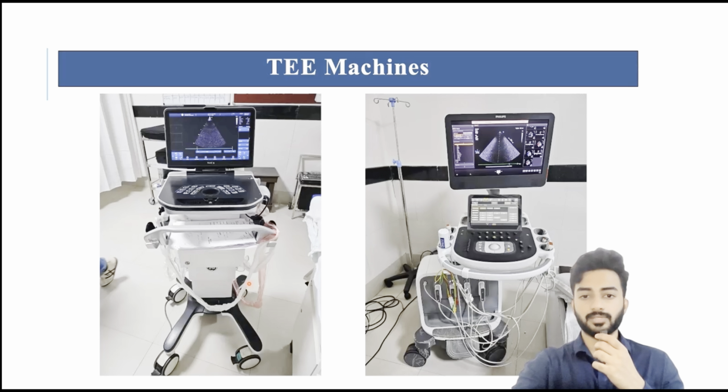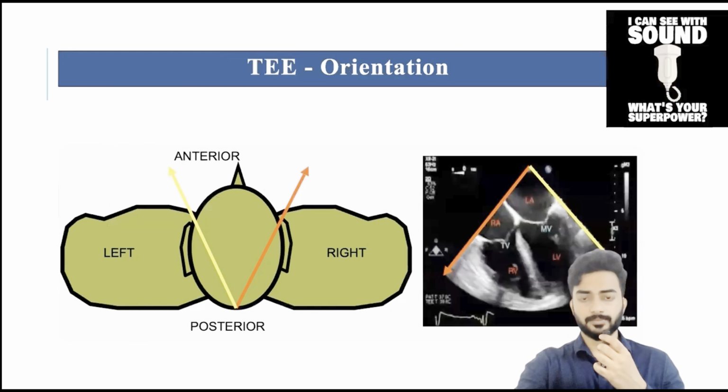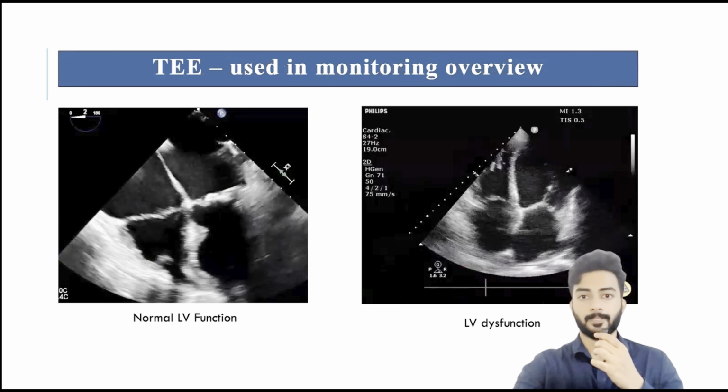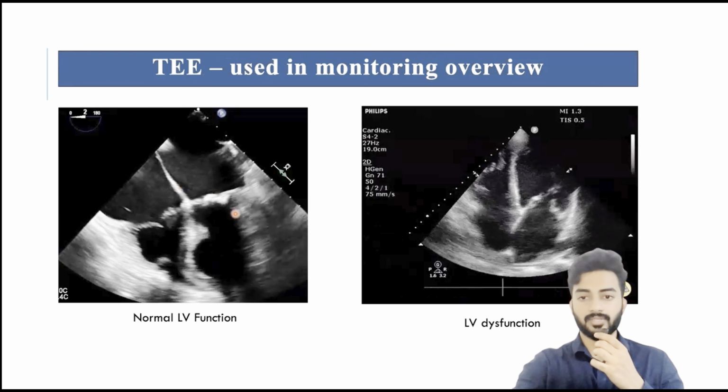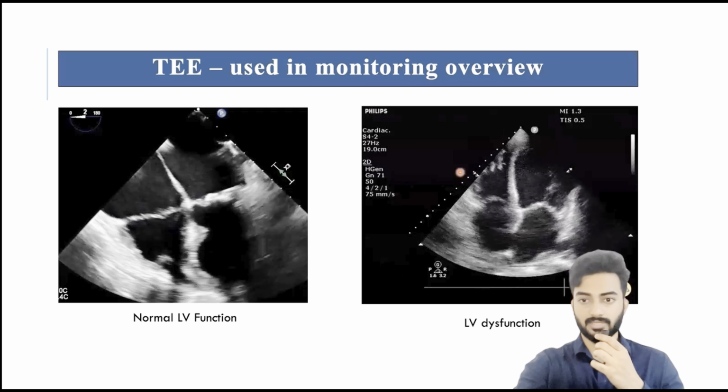So this is our TEE machine. We will see the heart on the monitor. And it can be visualized from the upper esophagus, mid esophagus, transgastric, and deep transgastric. So, what is the principle of ultrasound or TEE? That is the piezoelectric effect. We have seen plethysmography, oscillometry, like that. For TEE, it is the piezoelectric effect. What is its orientation? It is seeing the heart from the posterior. So this is normal LV function. If LV dysfunction is there, you can see here that LV dysfunction is present.